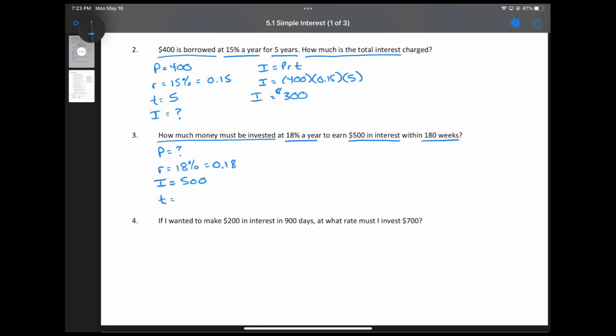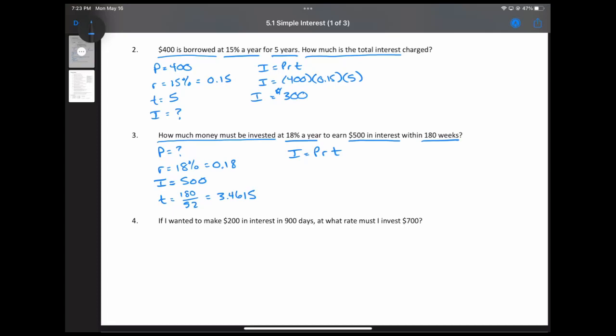Now I got to be careful here because 180 weeks is unfortunately not in years. So in order to convert that to years, I'm going to do 180 divided by 52, which is the number of weeks in a year. 180 divided by 52 is almost 3.5, 3.4615. And again, I'm going to try not to round off that one too much. So now I look at my list of variables, P, R, I, and T. And even though they're in a different order, that is our I equals PRT equation. So I equals PRT.